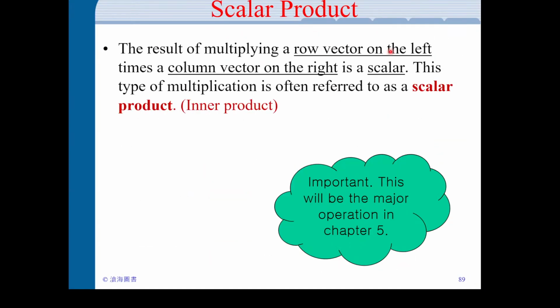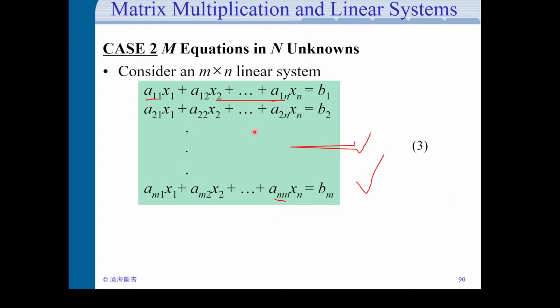That's a scalar product. Okay. Just a row vector and a column vector with the same dimension multiplying together, then it becomes a scalar, and that's called a scalar product. And sometimes it is also called the inner product. Okay, it will be an important concept later when we talk about inner product space. And anyway, let's get back to writing a linear system as Ax equal to b.